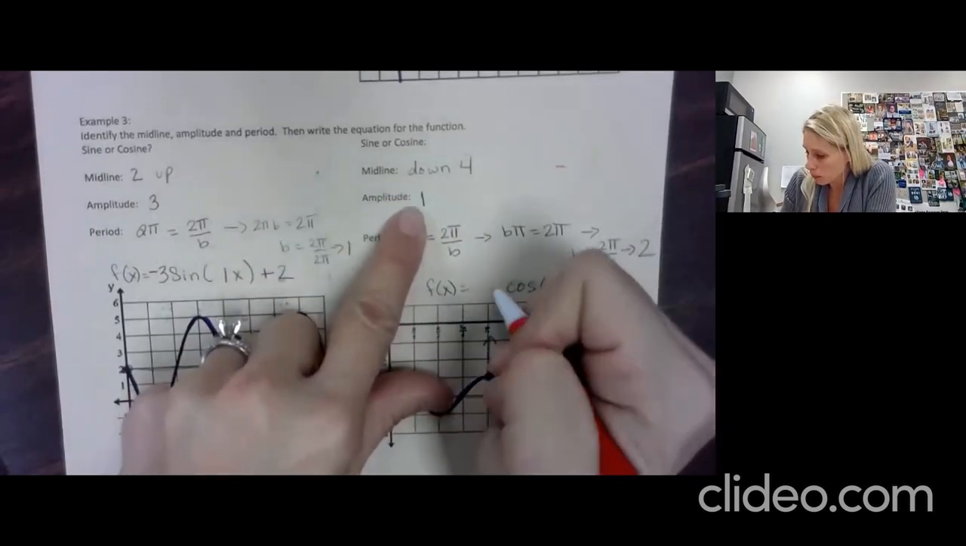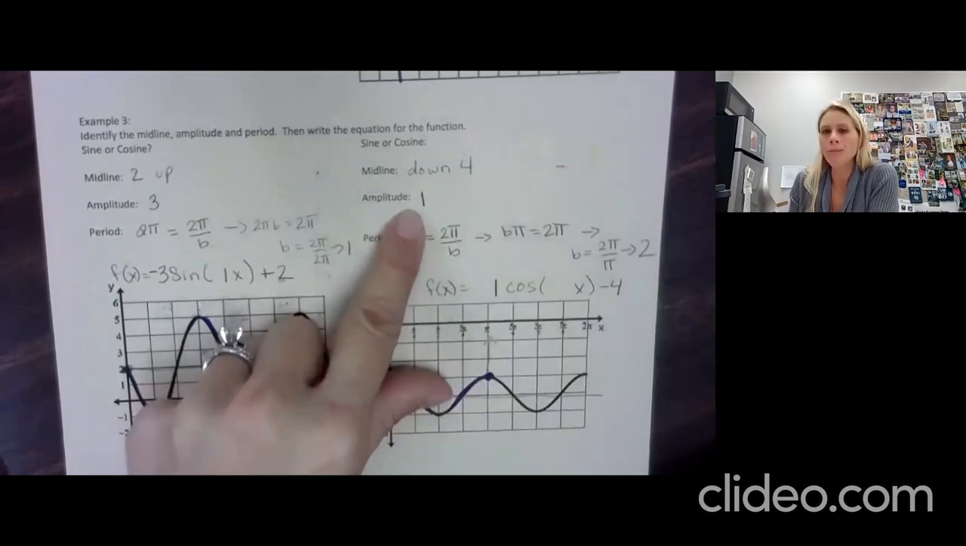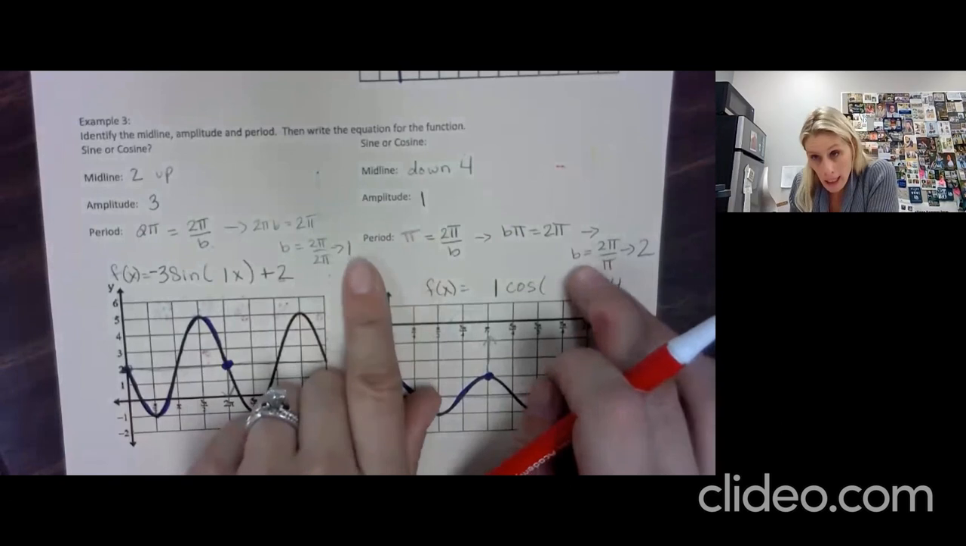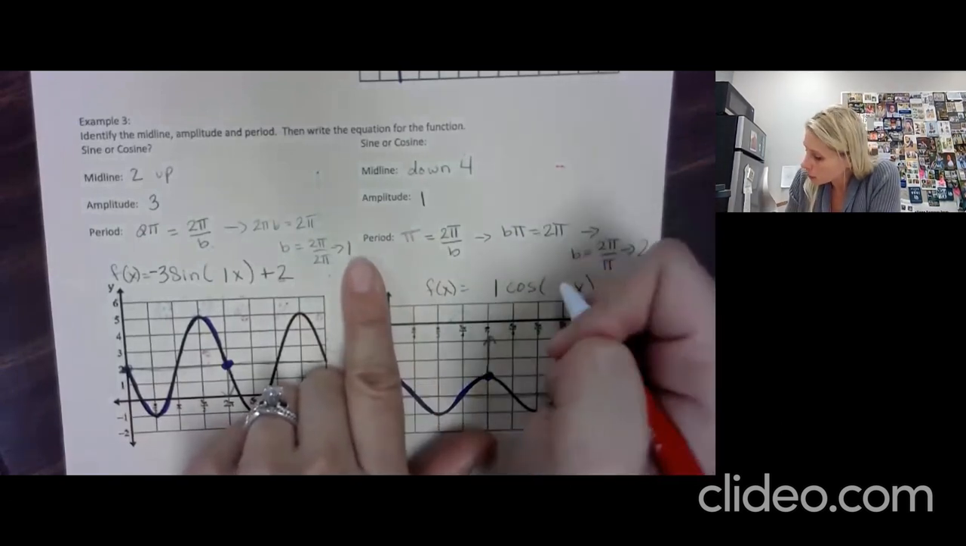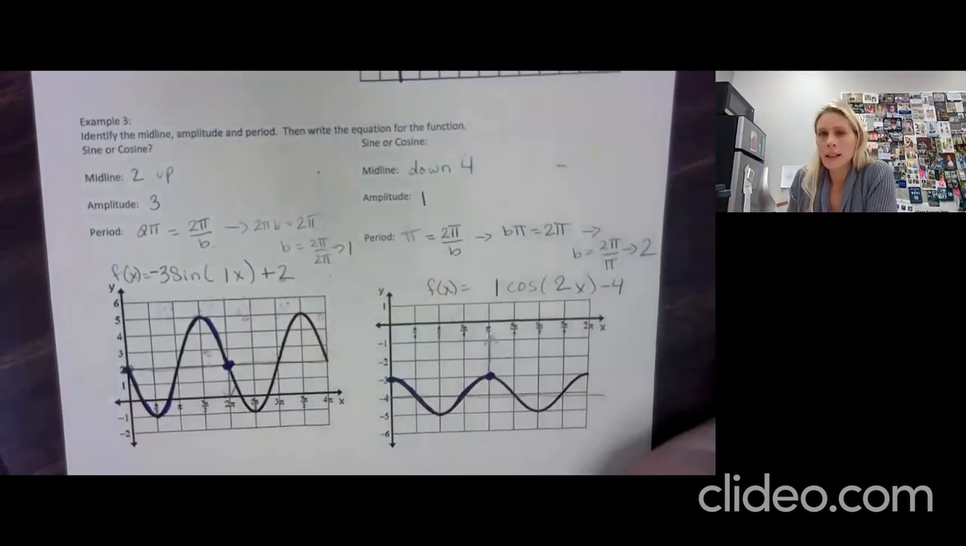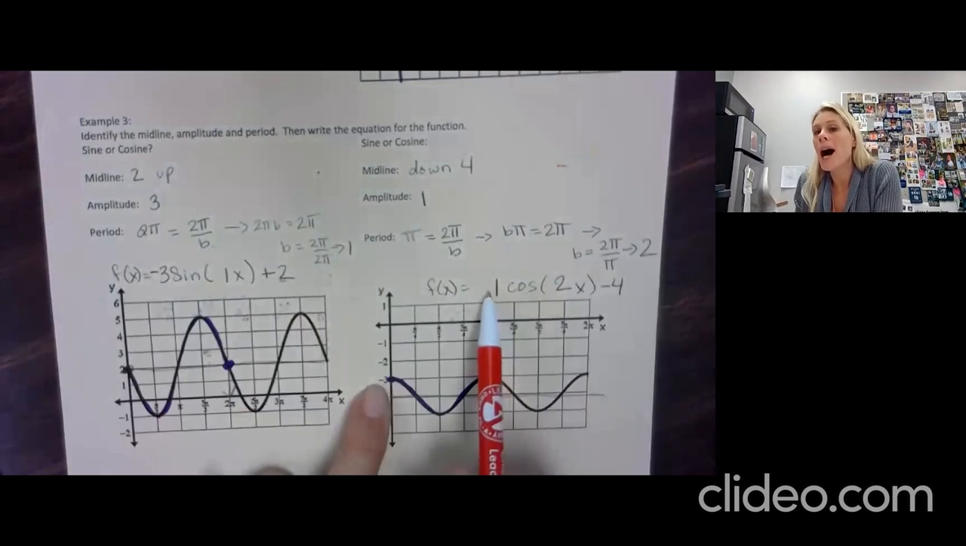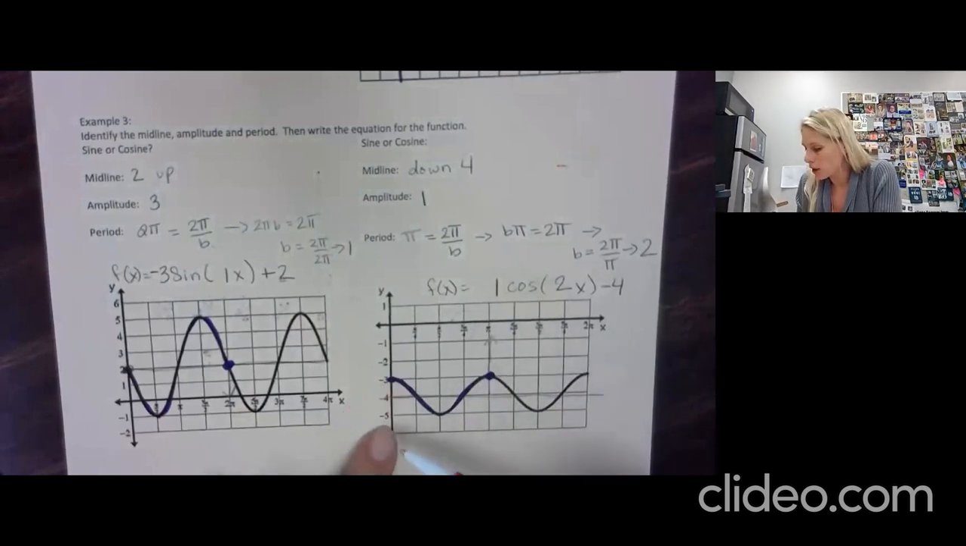Midline, down 4, that's on the outside at the end. Amplitude is 1, that's what we put out front in front of our function. And then the period, well, the b is 2, and that goes in front of x. Double check. We started at the top for cosine. So this is good. That means that's positive. It would be negative if we started at the bottom.